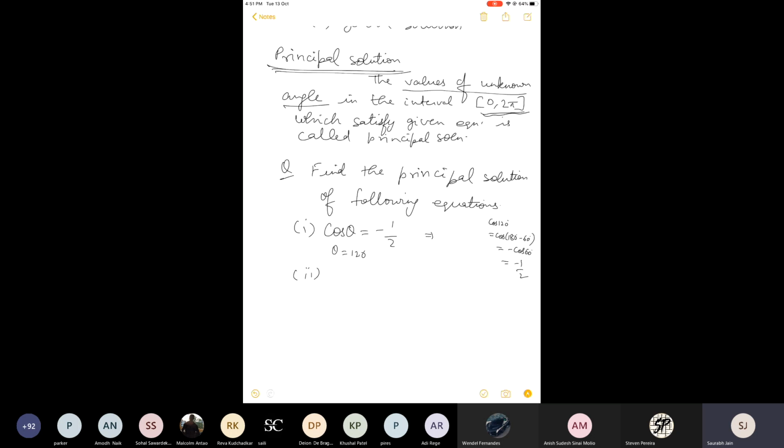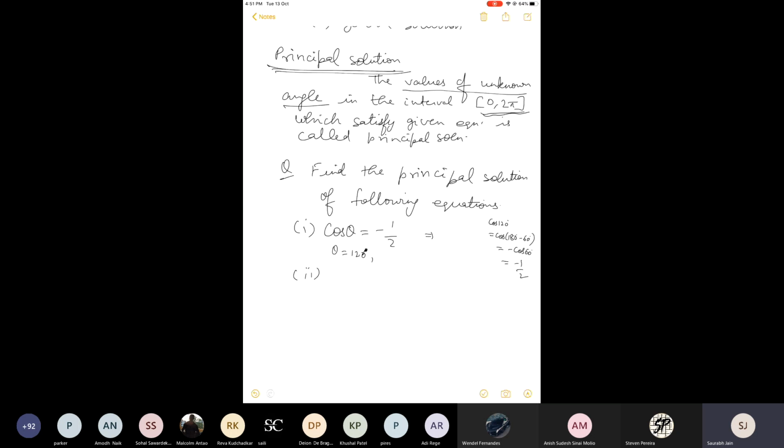Now the next angle will be in the third quadrant. In fact, I gave you some idea about the standard angles of some quadrants. If you remember, I told you that these are the standard angles of the quadrants. So if you remember now, what can be the next angle in the third quadrant whose cos is minus half?